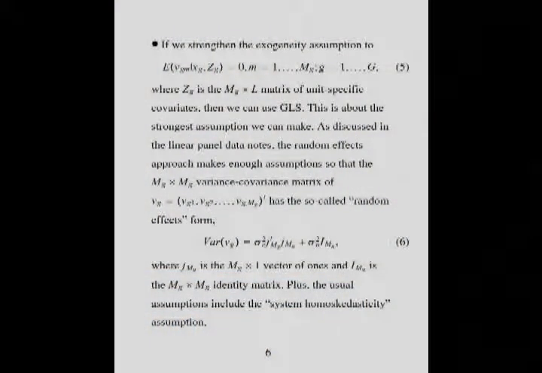If we strengthen the exogeneity assumption to that in equation 5, the difference here is that we're now putting the full matrix of regressors that change within group, z sub g, into that conditioning set. So now we're not just assuming that everything is uncorrelated with the cluster effect, but we're assuming that the regressors for one person within the cluster are not correlated with the errors for another person within the cluster.